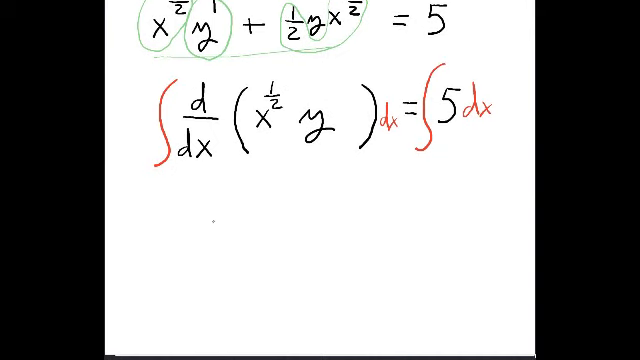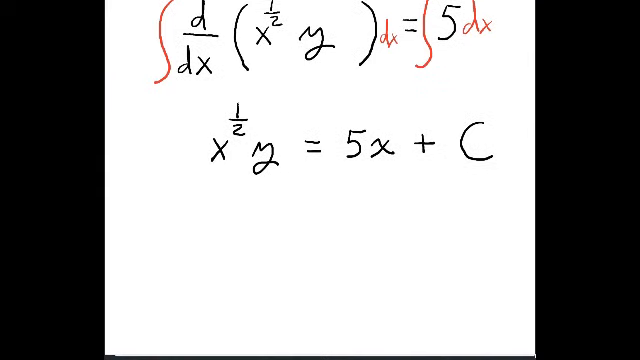So this is x to the 1/2 y, and this is equal to 5x. Now I have to throw a constant in there, because when you integrate, you get a class of functions. So I put all the constants on the right-hand side of the equation. Now when I divide through by x to the 1/2, I get that y has to be equal to 5x to the 1/2 plus the constant times x to the minus 1/2.